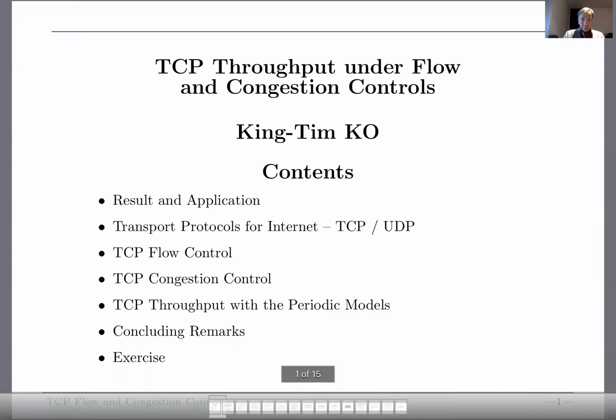The content for today is: I first write up the result and one application, and then talk about the background for TCP and UDP. And then in particular, I want to address the TCP flow control and the TCP congestion control. And then I will look at a throughput calculation method using a periodic model. Then finish up with concluding remarks and propose some exercises for you to do.